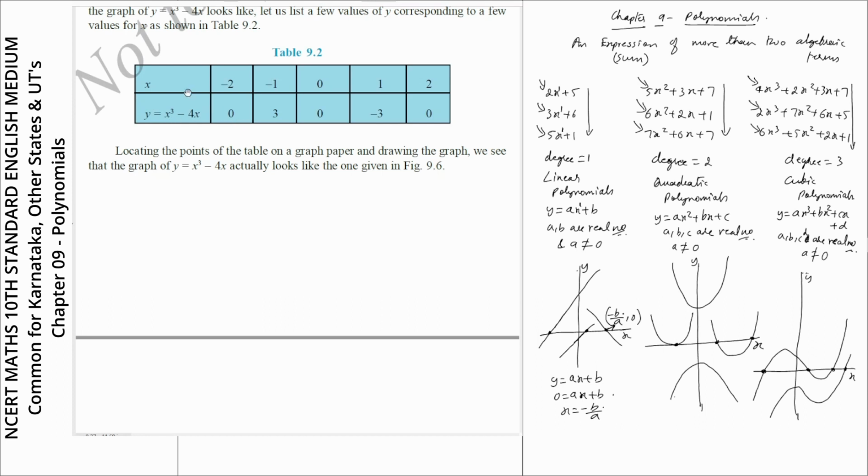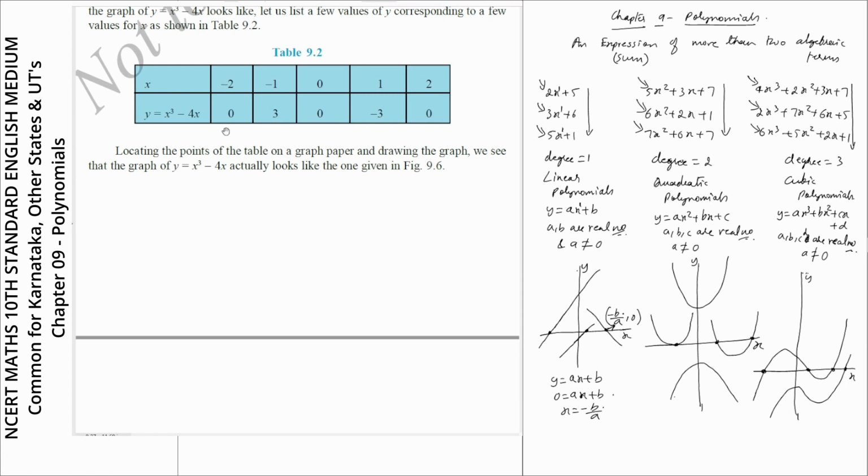So arbitrarily they have taken some values for x and they have found the corresponding values of y. For x equal to minus 2, y they got 0. So you can check it out. If you put minus 2 here, minus 2 the whole cube minus 4 into minus 2, when we solve it we get 0. Similarly, when we put x equal to minus 1, minus 1 the whole cube minus 4 into minus 1, we get 3. So similarly, like this we get all the values.